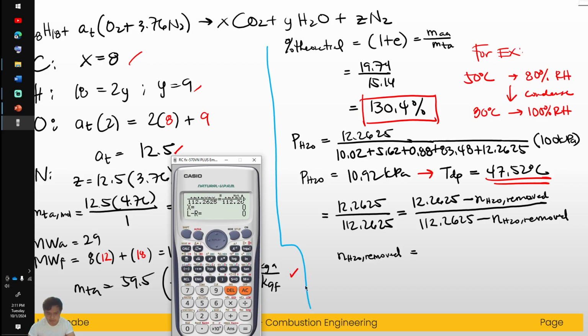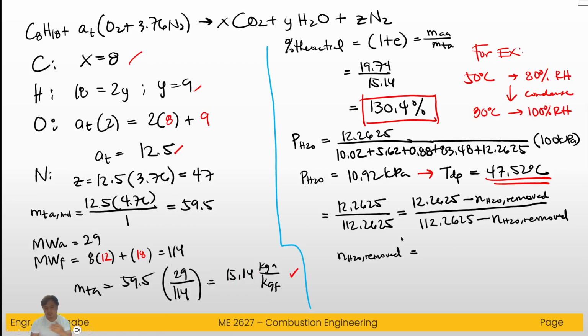Sorry, it should be 0. What? No, no, no. Sorry, this is not the ratio, no? Oh, sorry. This is not the supposed ratio. I forgot about this. Sorry.